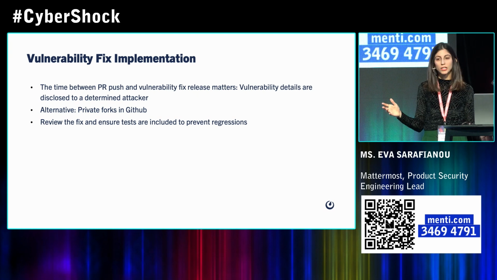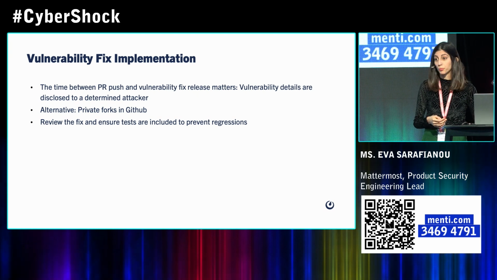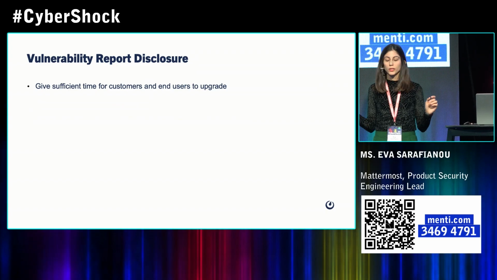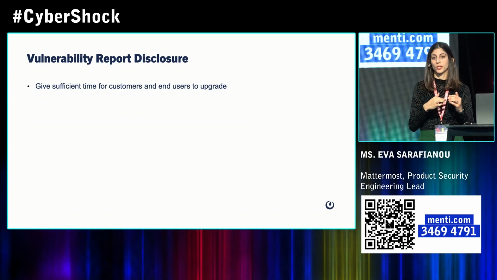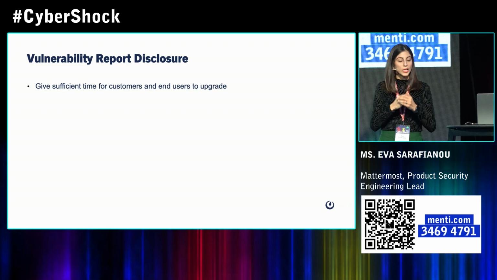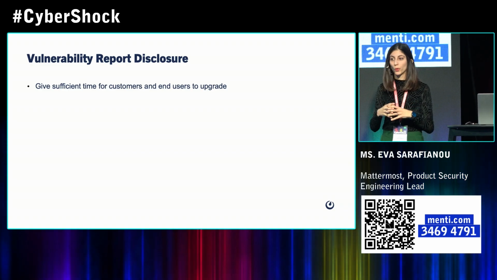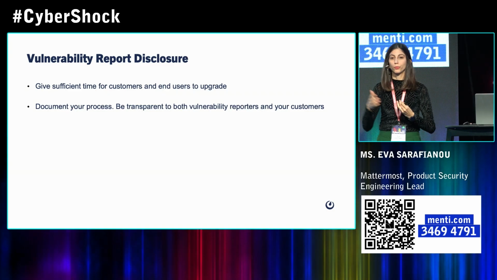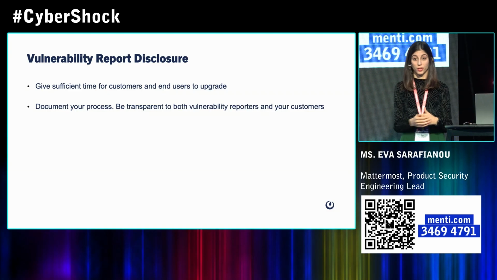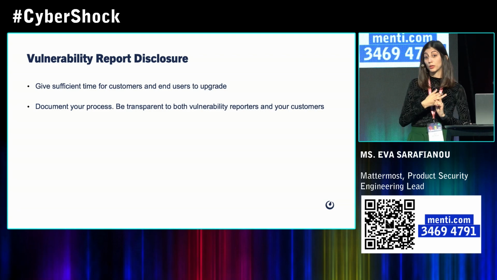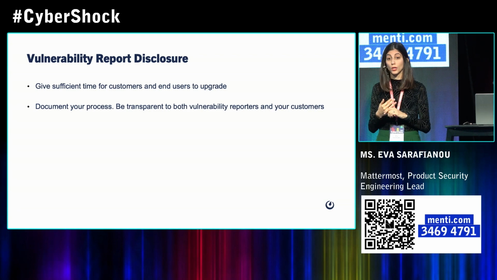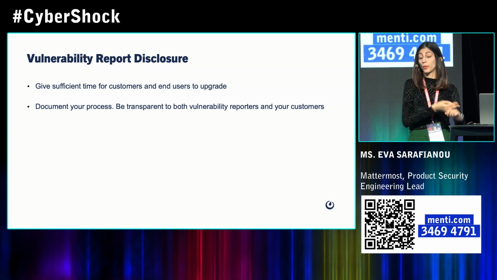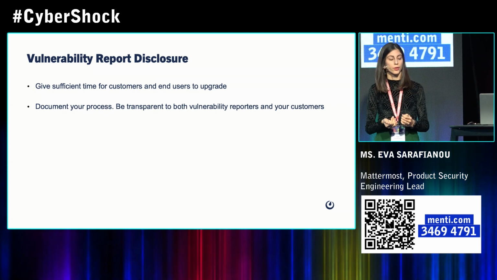So having tests would catch this and would prevent regressions. If we go to disclosure, we need to give sufficient time for both customers and end users. We need to have time for them to upgrade before we release more details. And in order to do that, we need to document the process publicly. So we need to be transparent to vulnerability reporters who want to know when they will be credited for their work, when can they blog, when can they have a CVE in their name.